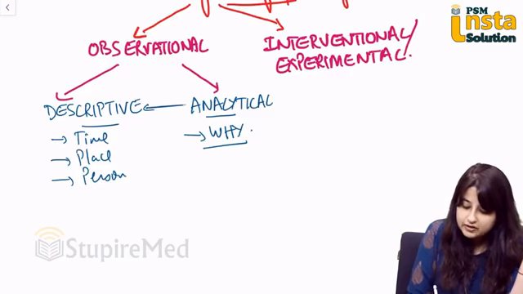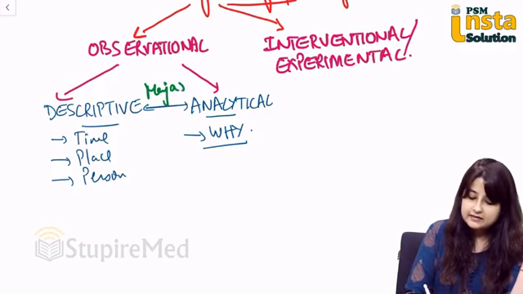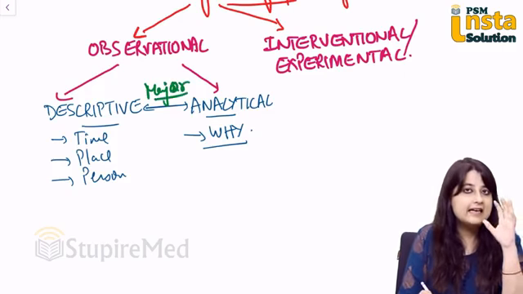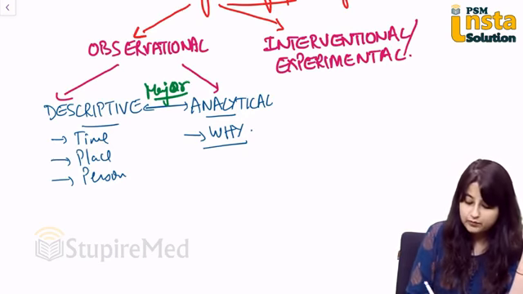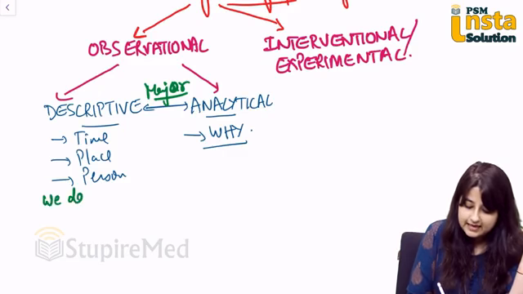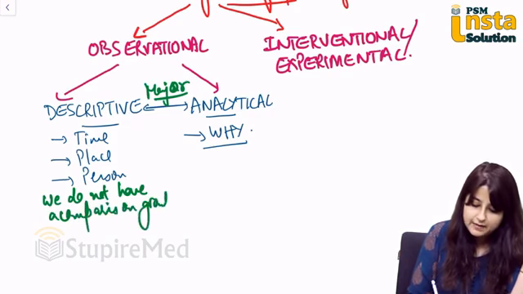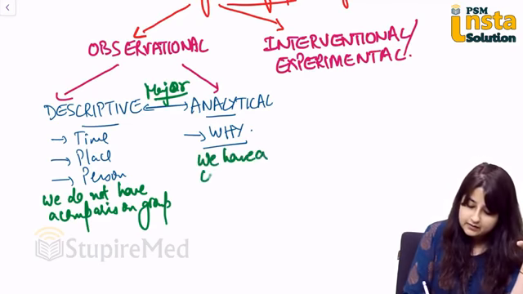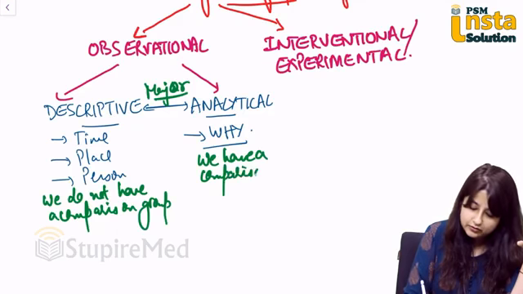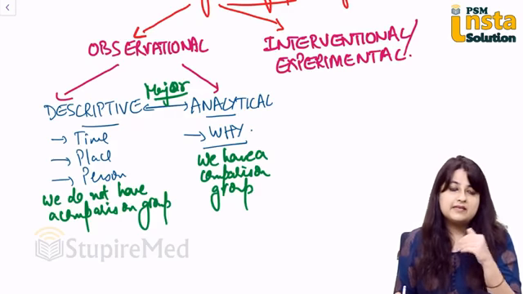Now, what is the major difference? If your examiner asks you what the major difference between a descriptive and analytical study design is: in a descriptive study design, we do not have a comparison group. Is it clear to everybody? We do not have a comparison group. In an analytical study design, we have a comparison group.